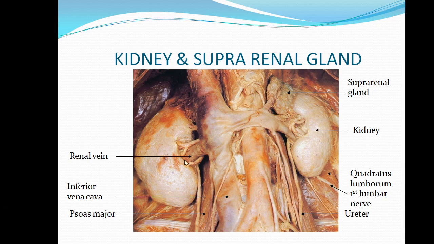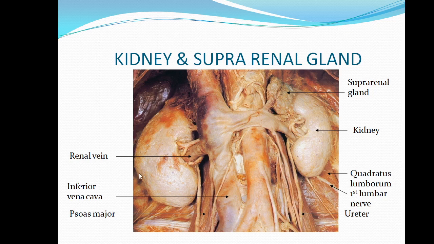Here you can see the right kidney and the left kidney present in the posterior abdominal wall on either side of the vertebral column. Here you can see the right kidney, this one, lies lower than the left kidney, which lies at a little higher level. On the right side, the right kidney is lower because of the presence of the liver.